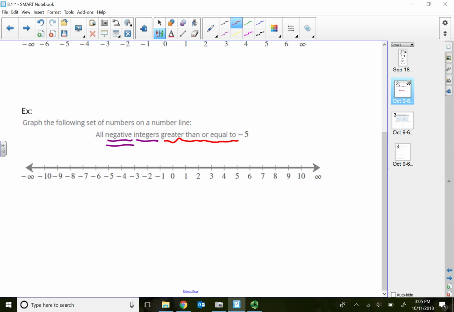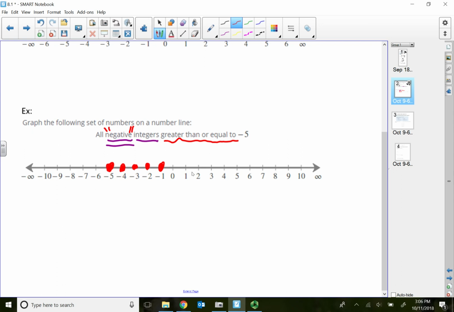with the equal to -5, that means my starting number has to be -5. All right, greater means numbers to the right of -5. So the next greater integers are -4, -3, -2, -1. But when it comes to 0, I actually cannot plot it here, because the problem wants me to only plot negative integers. So these will be the only 5 numbers I will plot, because 0 and everything to the right are integers, but they are not negative integers.